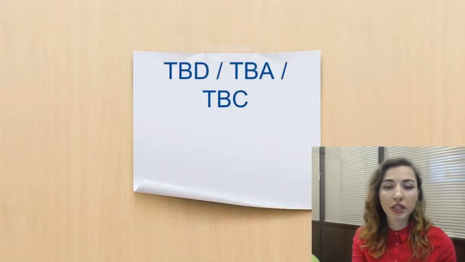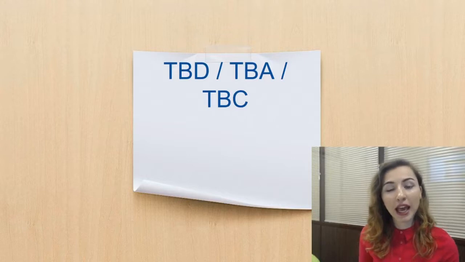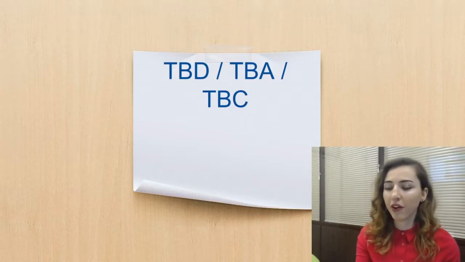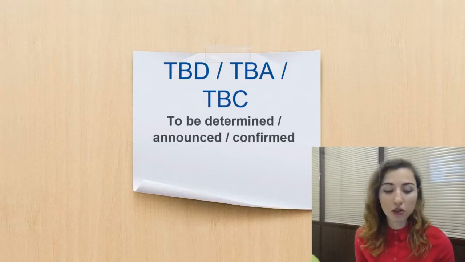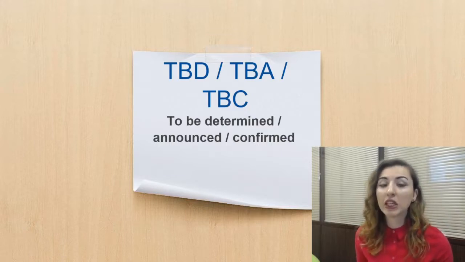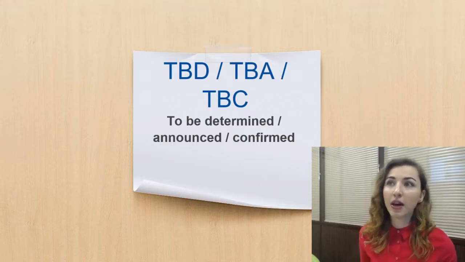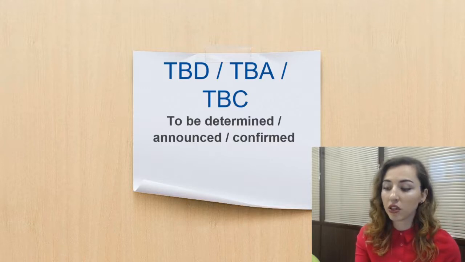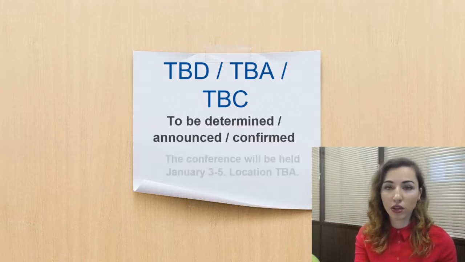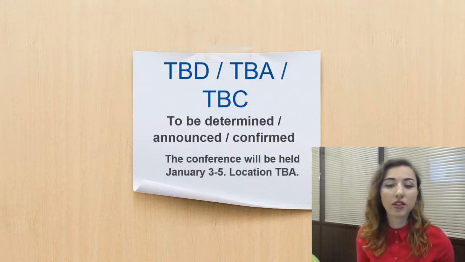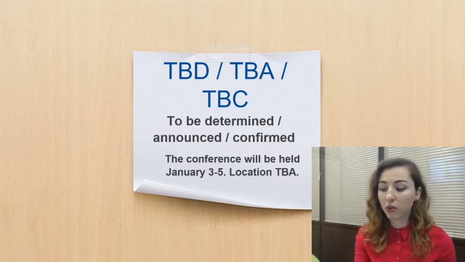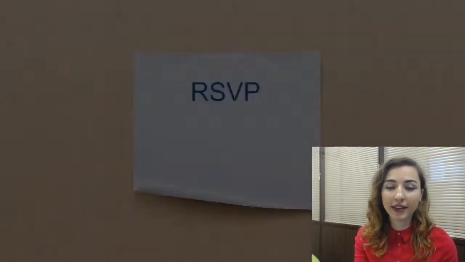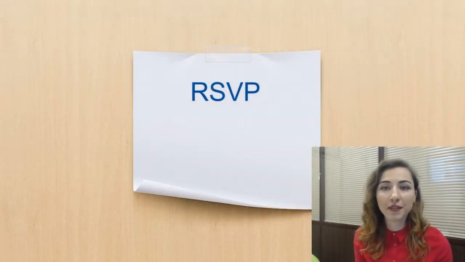The next one is TBD, TBA, and TBC. What are those? All right, you probably heard that. So that's to be determined, to be announced, or to be confirmed. All right, so this is about a future action, something that is not clear yet, and it should be done shortly. Okay, so the conference will be held in January, location TBA. So it's going to be announced. We don't know yet.